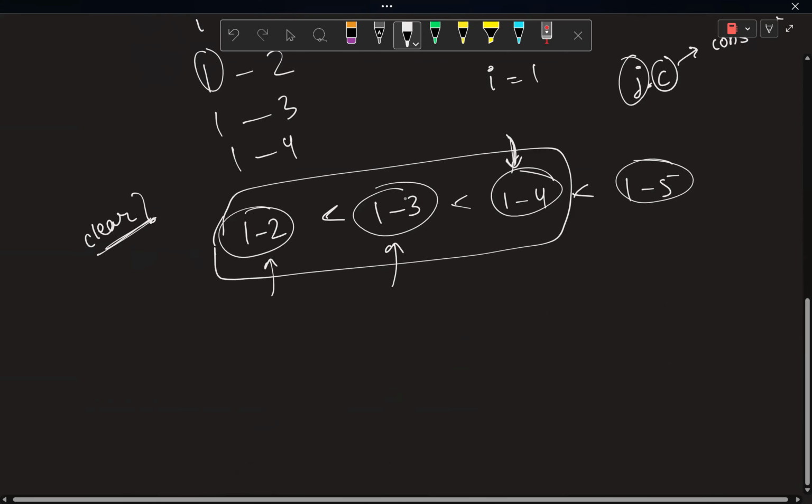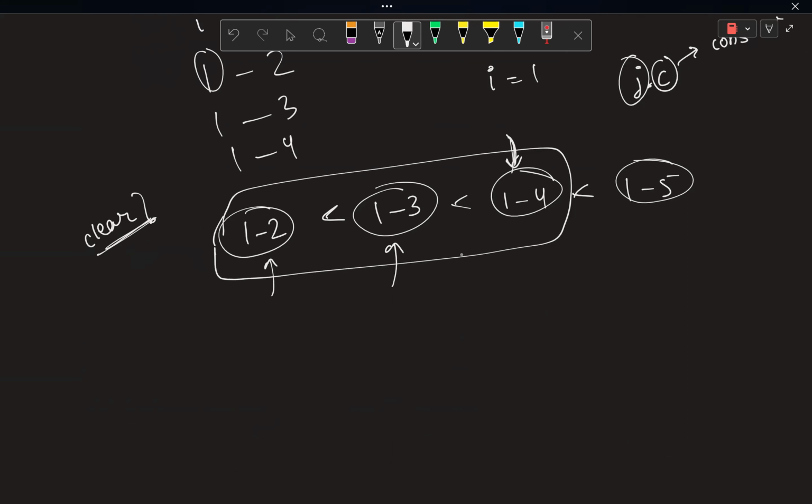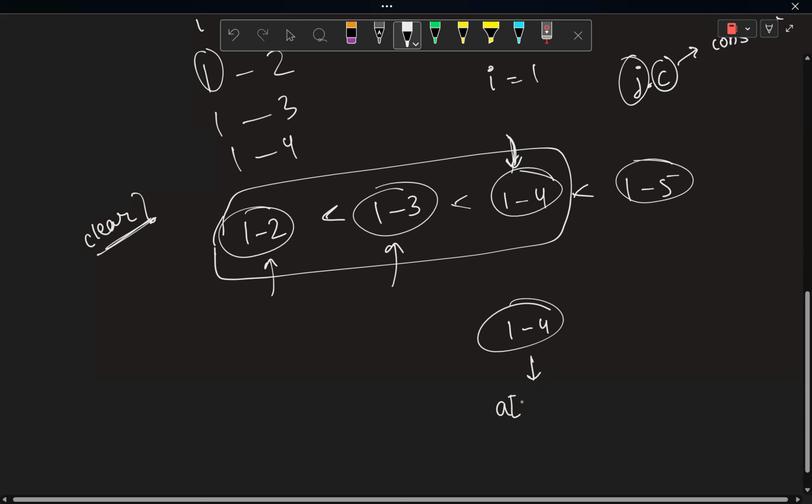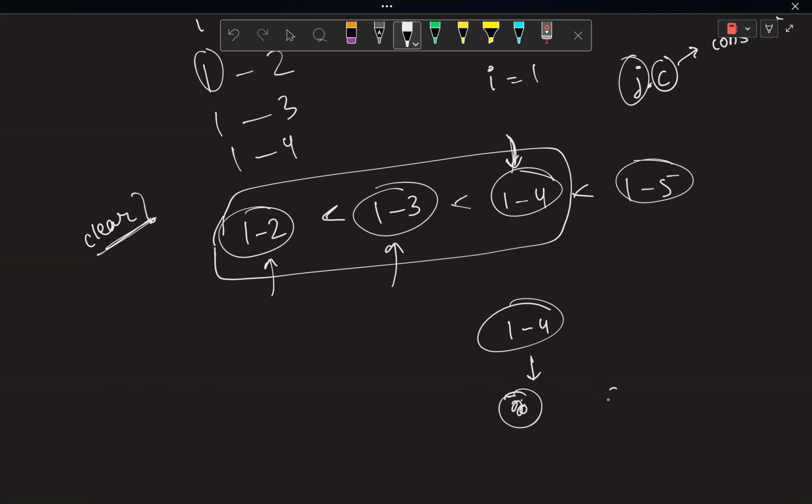Yes. The observation is, okay, let me repeat it. This observation is very critical, very important: if you can connect 1 with 4, then whatever component you have after connecting 1 and 4 has the summation of AK greater than 4 into C, right?